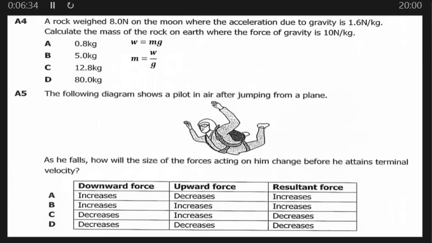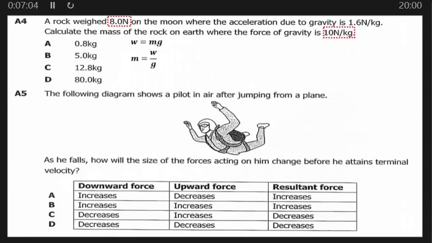This question appears to be a little confusing because of the term used here: gravity is 10 newton per kilogram. Gravity is a force, the same as weight, but I understand in this case they were using it as acceleration due to gravity. So if that is the case, that means our weight is 8.0 newtons, and our acceleration due to gravity is 10 newton per kilogram.